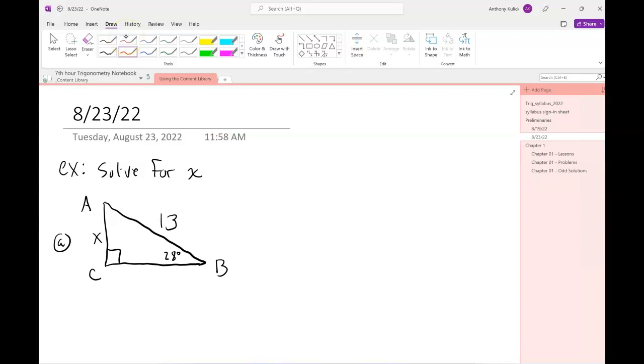So let's say we have this triangle ABC, where angle B is 28 degrees. Side AC is X and side AB is 13. And we're asking you guys to solve for X. What mathematical tool would I be using to do this?